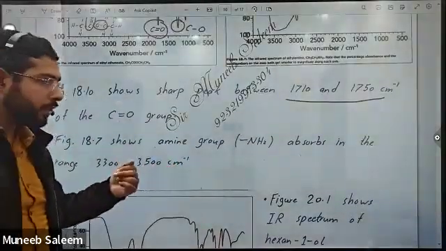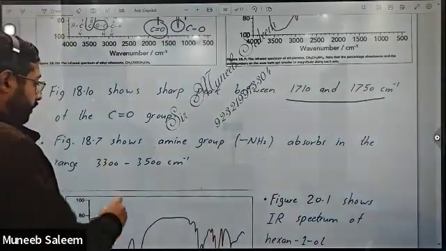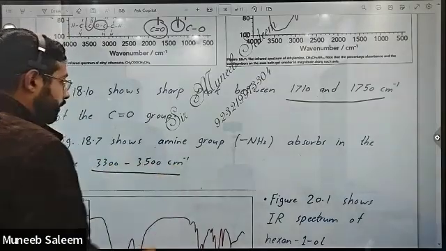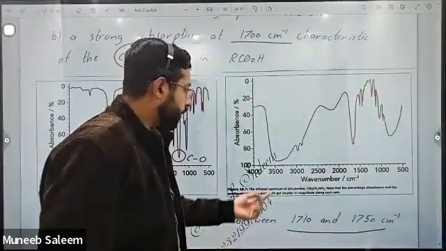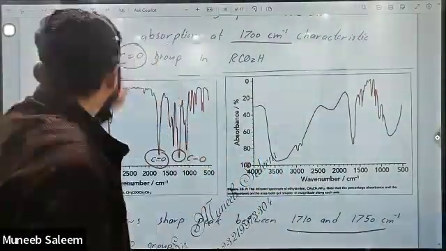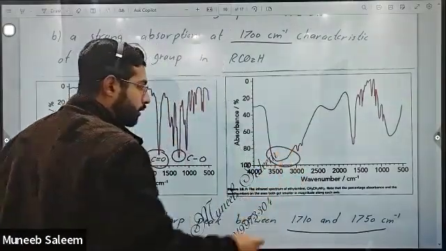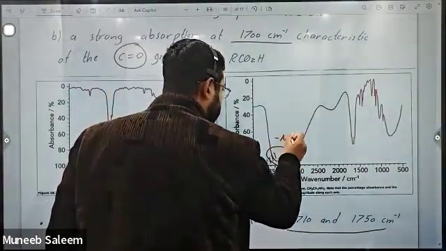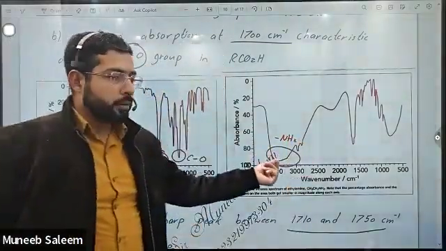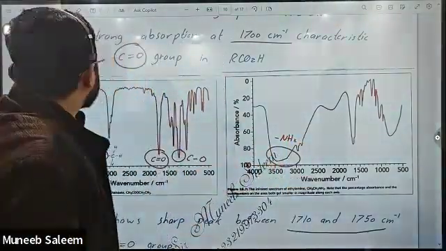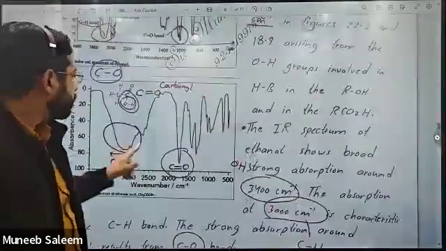Now the next one is the amine. For amine, the absorption range is 3300 to 3500 per centimeter. Now if we look over here, 3300 to 3500 is a broad peak over here. The whole broad peak belongs to the amine group. Now you can also confuse this intense broad peak with the presence of the OH group over here.